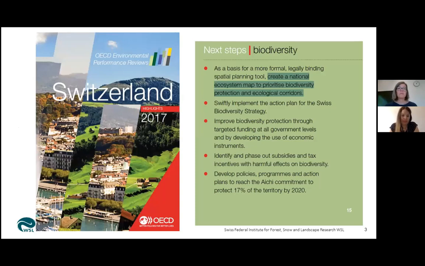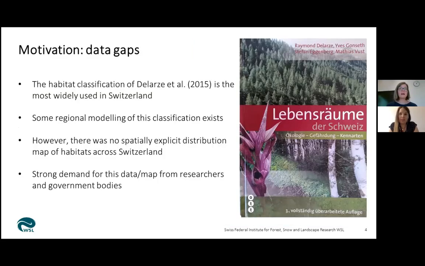So a relatively recent OECD environmental performance review for Switzerland highlighted the need for a national ecosystem or habitat map to prioritise biodiversity. So this kind of finding led the Swiss Federal Office for Environment to contract us to undertake the habitat mapping of Switzerland project.